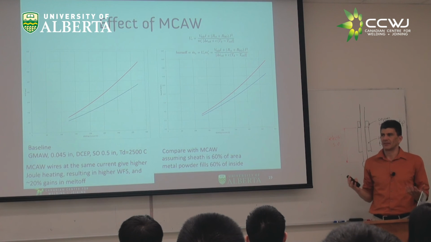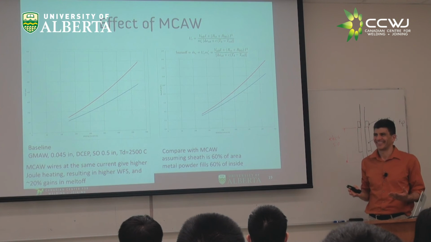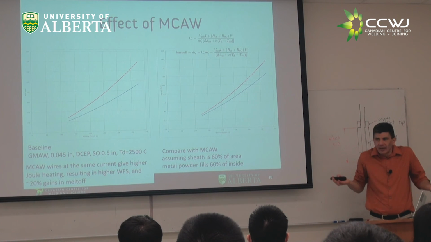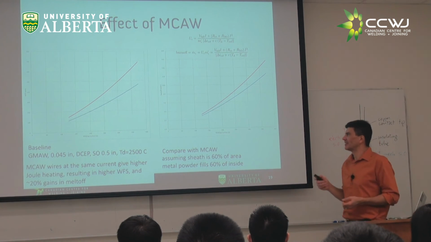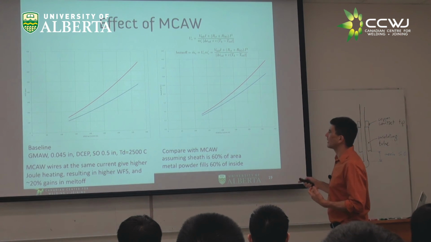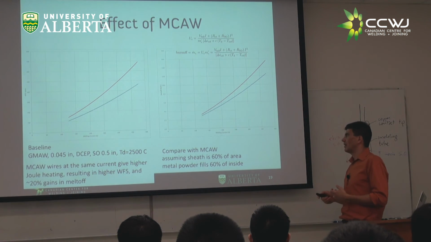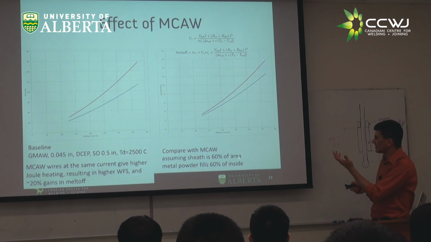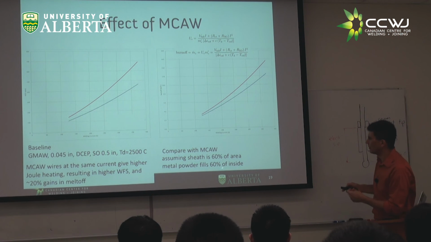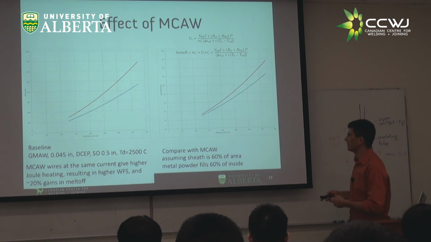But it kills me, because you could do that with an extended stick out. I don't know, why don't they sell extended stick outs? But you can calculate this. Now, in this case, I assume that the sheath is 60% of the area and the metal powder fills 60% of the inside.